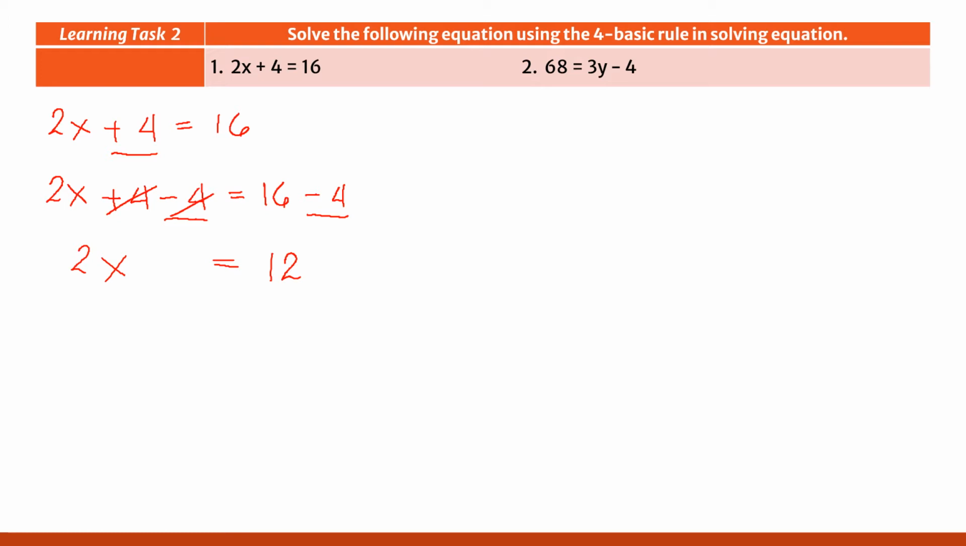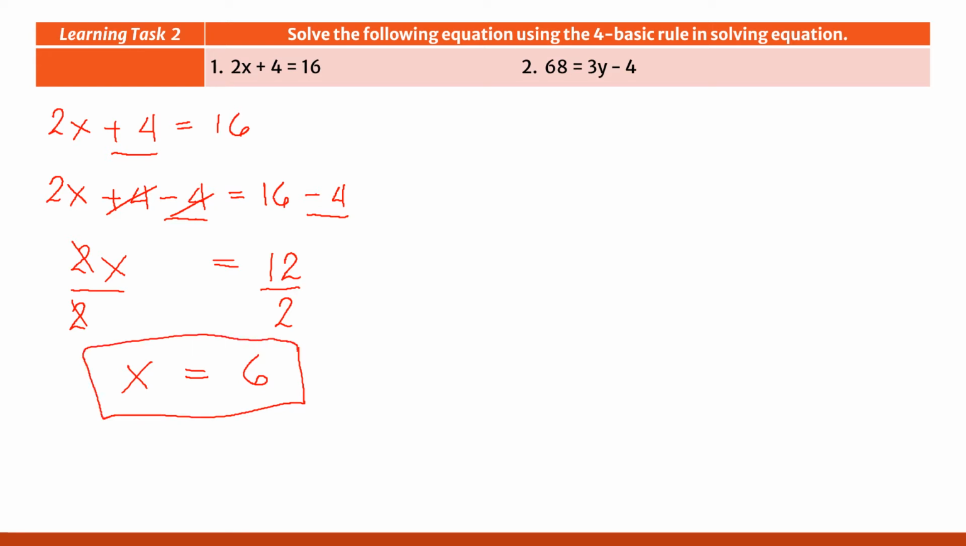Now, with 2x equals 12, merong numerical coefficient na 2. So to remove the numerical coefficient 2 of x, i-divide naman natin siya by 2. Dahil nag-divide ka sa kaliwa, magdi-divide ka rin sa kanan. So, time to cancel 2, ang matitira, x. And of course, we have 12 divided by 2. The answer is 6. So, our value dito sa ating equation number 1 for x ay 6.